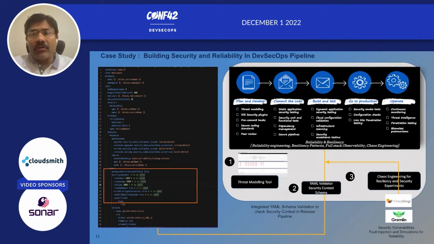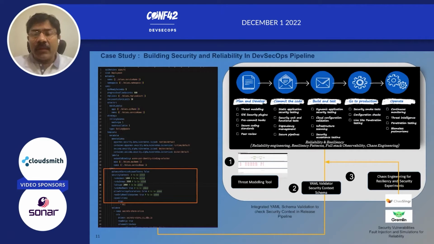IDE security plugins will start the immediate code scanning, pre-commit hooks, and secure coding standards. Then, when you commit the code into any repository, you need to understand whether you are implementing a secure repository or not. Then there is static code analysis, and security unit functional tests and dynamic security testing in the build and test phases, dependency management, and a secure pipeline. Infrastructure scanning and cloud configuration validation are all important from plan and develop through to the operate phase. This is the ideal security model.